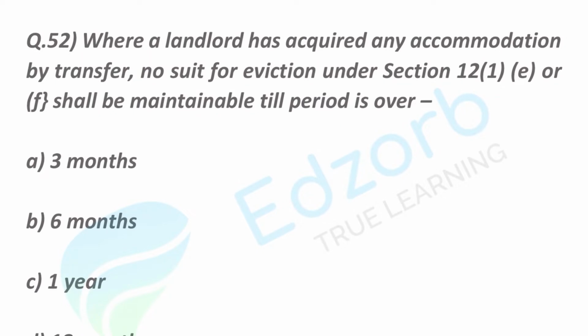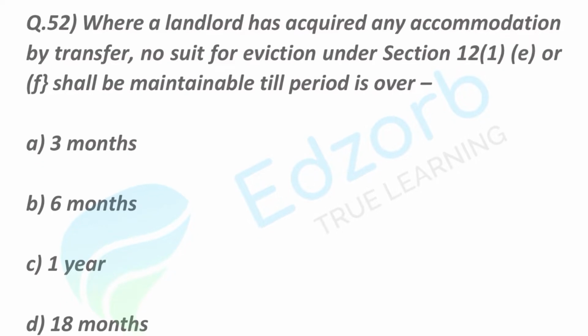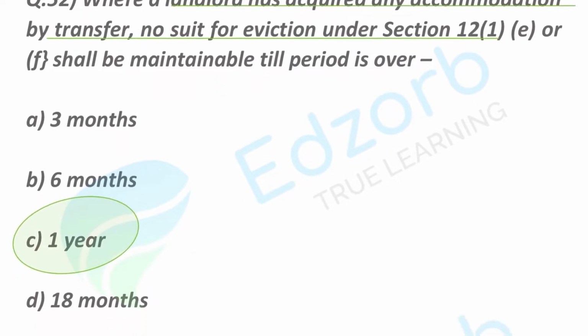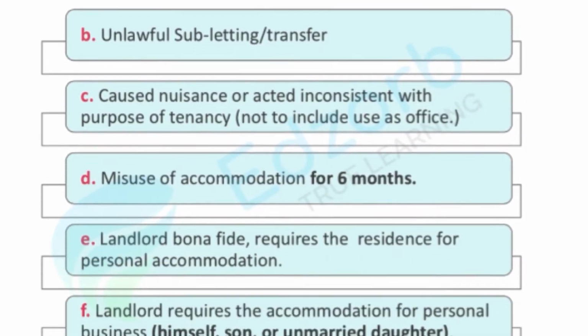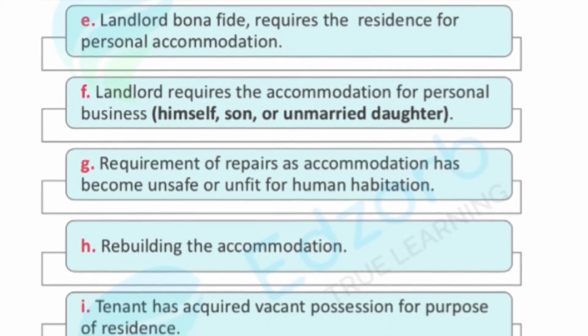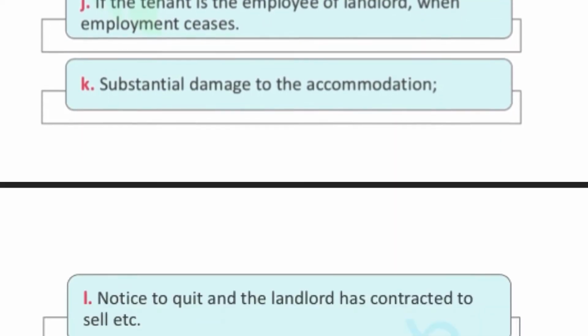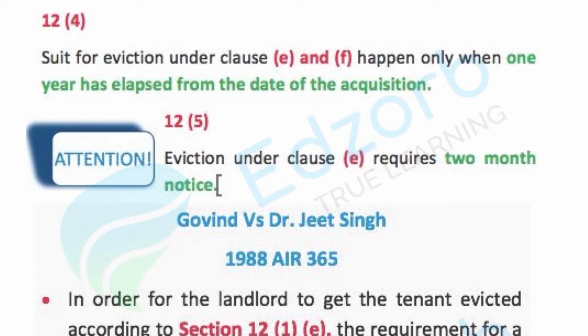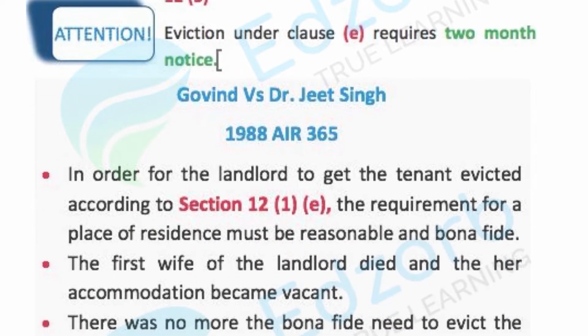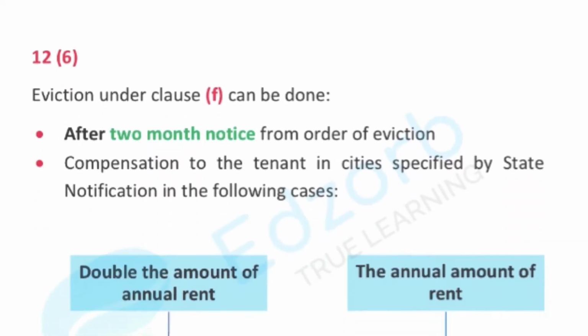Going forward, so question number 52. What is the time period within which no suit of eviction can be filed under section 12(1)(e)? Right, where the landlord has acquired an accommodation by transfer. So the correct option was C. The period is 1 year. Now, as promised, we have enlisted all the grounds here and below which are used or which can be used for recovery of possession. Now you can have a good look over here. Coming back to the question, so as per section 12(4), this period is 1 year, after which a suit for eviction can be filed under 12(1)(e) or F.